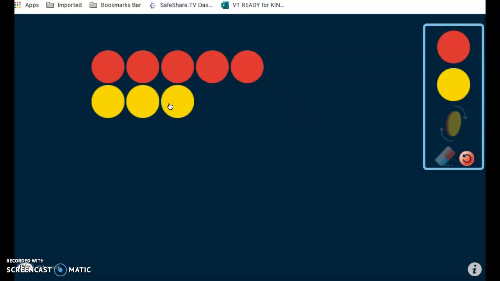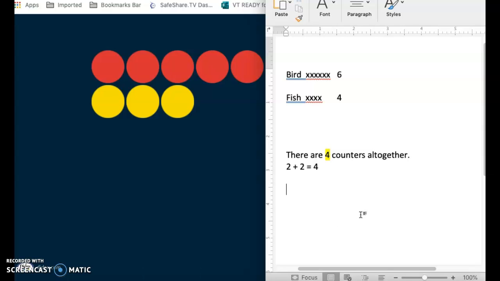And then it says there are blank counters all together. So again, we decided we would count. But this time, because we knew this 5 was full, we didn't have to count that whole thing. So we said 5, 6, 7, 8. So we are going to write there are 8 counters. I think every time I try typing, it decides it's not going to let me. So that one would be there are 8 counters altogether.